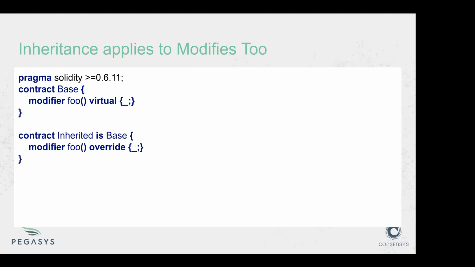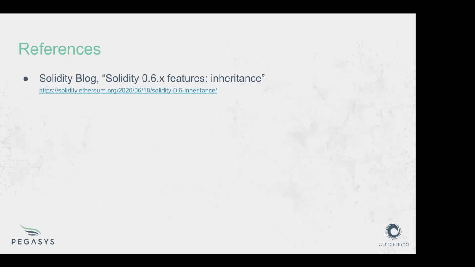And all of this virtual and override logic applies to modifiers as well. So if you've got a function modifier, then you can override it and provide your own implementation in your derived contract. And more information is available there.